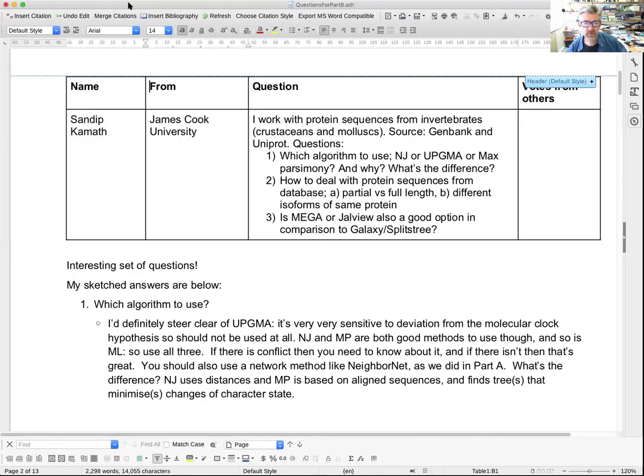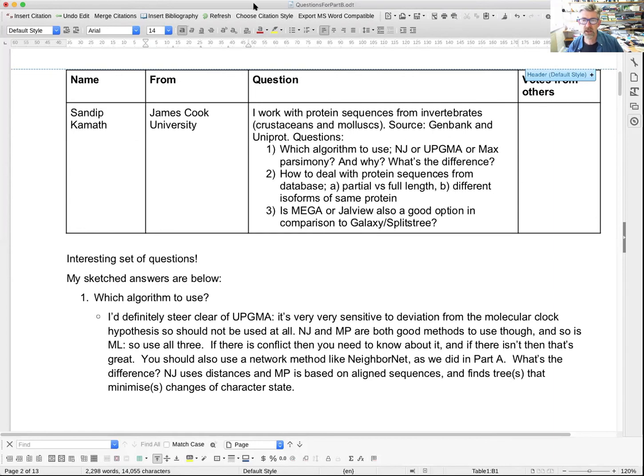So the first one's from Sandip Kamath at JCU. The question is, I work with protein sequences from invertebrates, crustaceans and mollusks, and that's data from GenBank and UniProt. Questions are around which algorithm to use, neighbor joining, UPGMA or maximum parsimony, and why, and what's the difference. So I guess I'll answer that one first, and then I'll come back to the other questions.